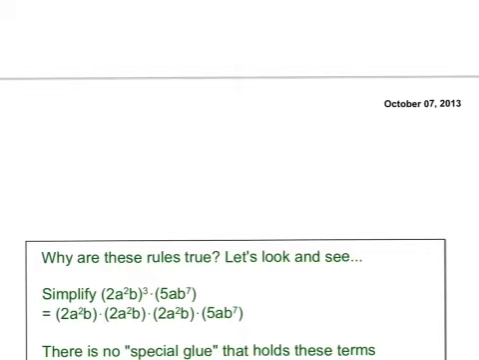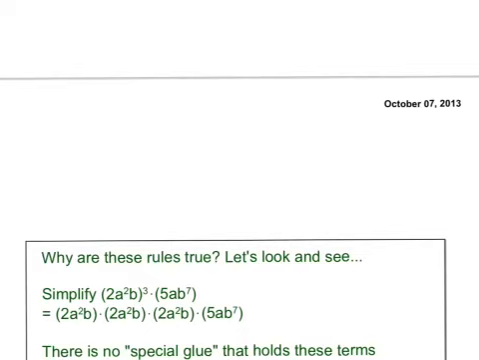So looking at these rules, we're going to go through and just look at an example. You've got this 2a squared times b, all to the 3rd power, then times that 5ab to the 7th. So like we've done in the past, we've just expanded that particular problem. So you have what's in parentheses written out 3 times, and then you have what's left at the end.